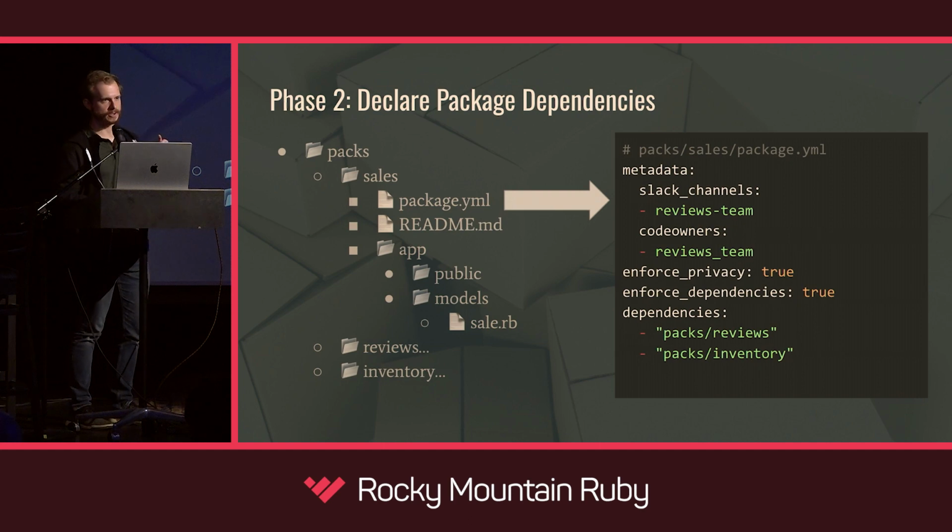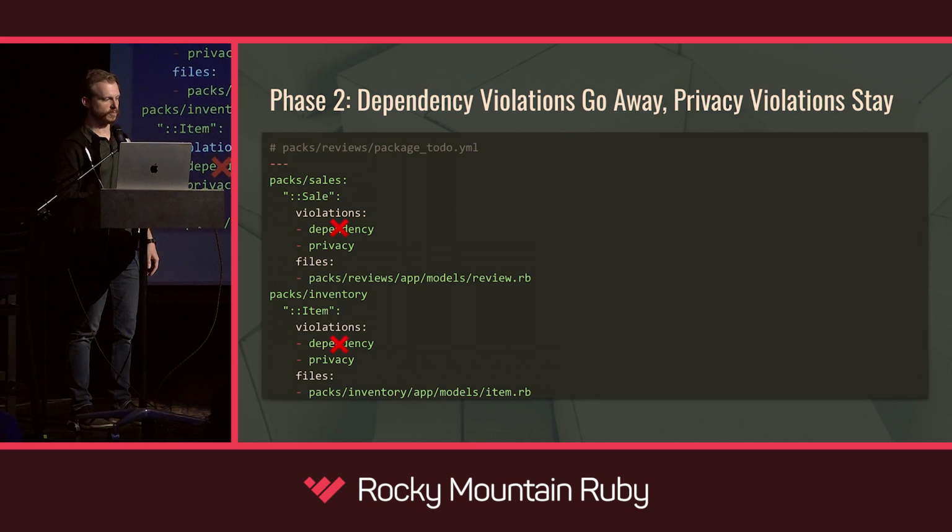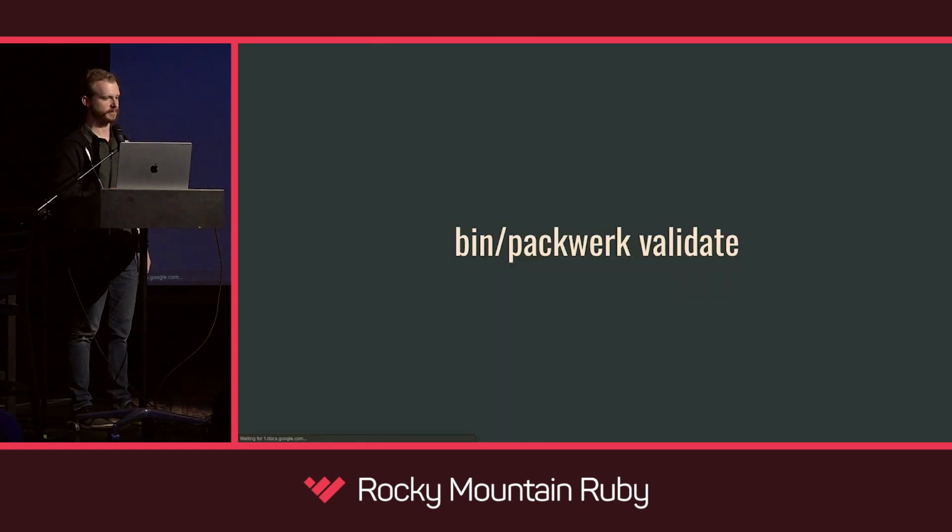So this is where you start drawing the coarse-grained lines between your packages. Here we've declared, from our sales package in our package YAML file, that we've got a dependency on reviews and a dependency on inventories. And so if we were to have a to-do YAML file here, we would see that our dependency violations for those two modules would go away, but the privacy violations would remain since everything is still private.